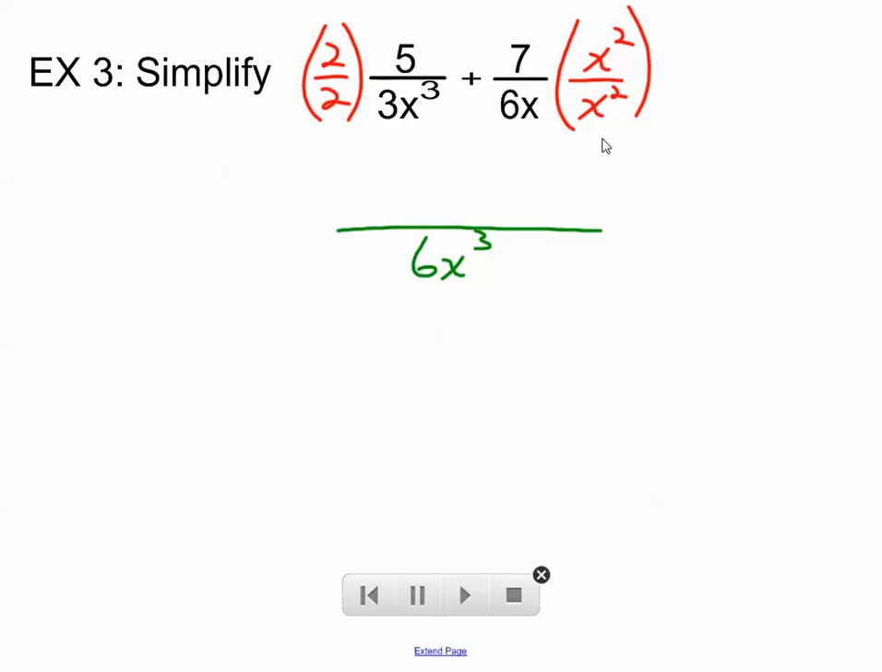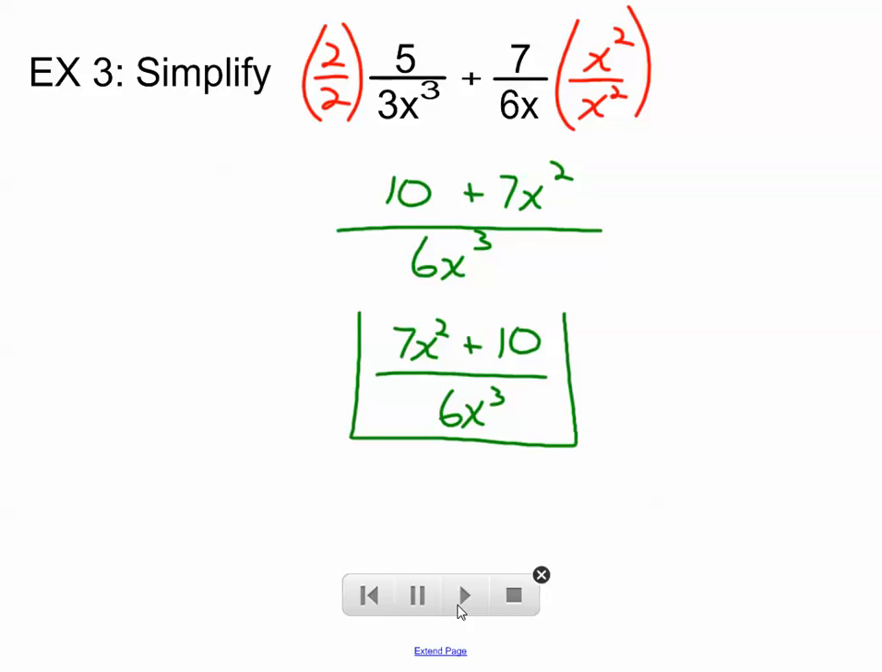Whatever you do to the denominator, you have to do to the numerator. So we'll have 10 plus 7x squared on the top, and the only thing I'm going to change is to write that in standard form. This top numerator can't be simplified or factored at all. So that's our answer. We're done. You've got to get a common denominator, and then you can go from there.